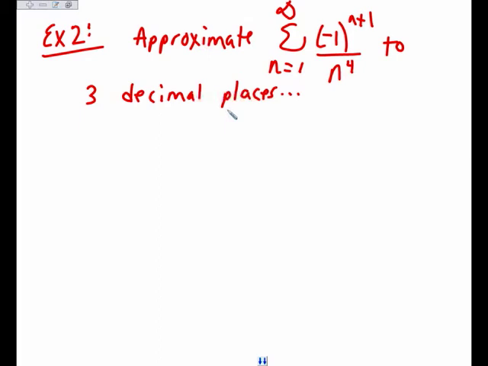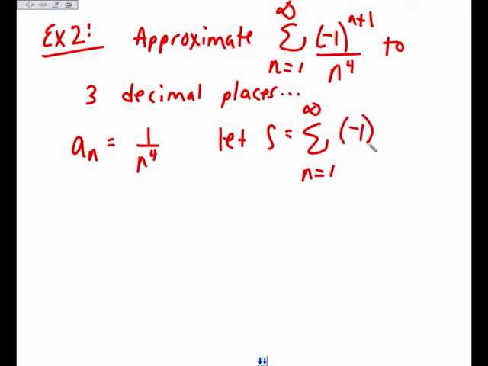So what we're going to do is the following. We're going to first try to acknowledge that our series, if we ignore the alternating component of this, is simply going to be 1 over n to the 4th. And we're going to let the entire sum of our infinite series be equal to that particular series. So we're going to say S is the sum of the whole thing. A sub n is 1 over n to the 4th. Okay, so using our remainder theorem, we've got this.